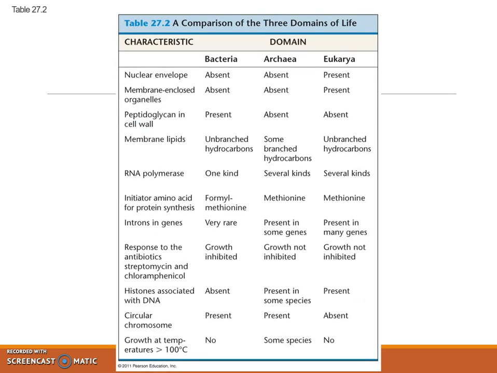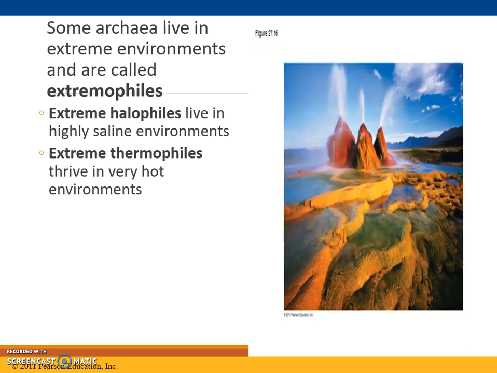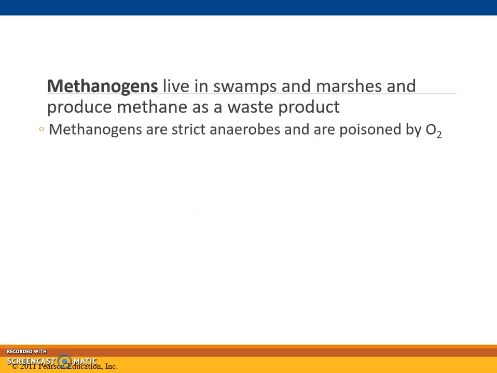Comparison of the three domains of life. You can pause on this slide and look at the chart. We've talked about extremophiles, halophiles, and thermophiles. Methanogens live in swamps and marshes.